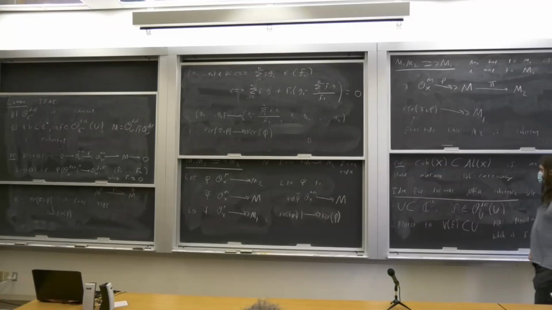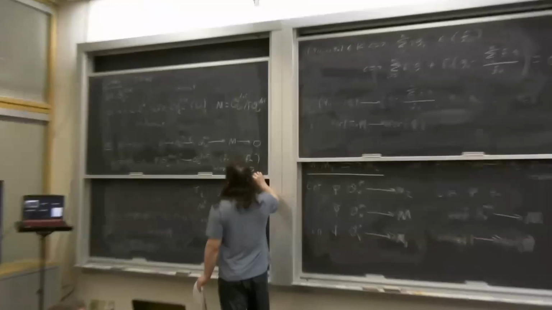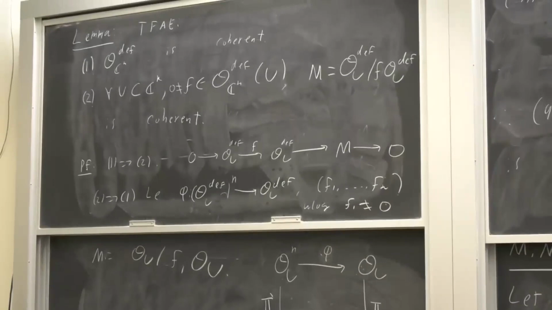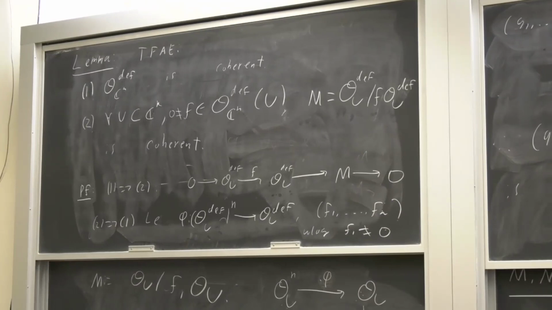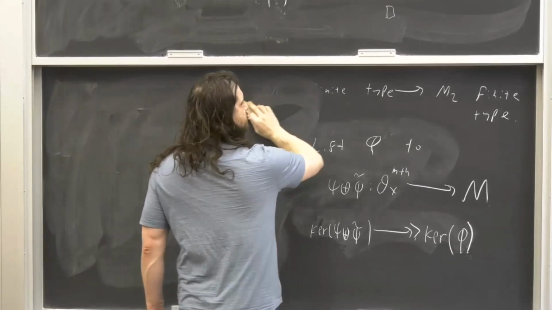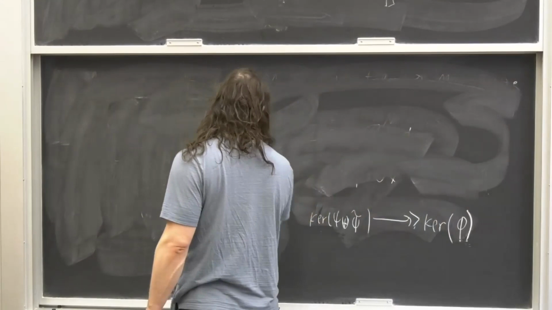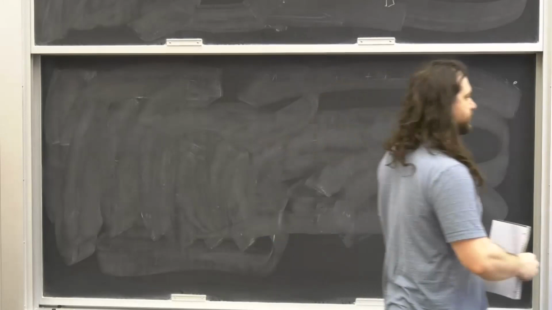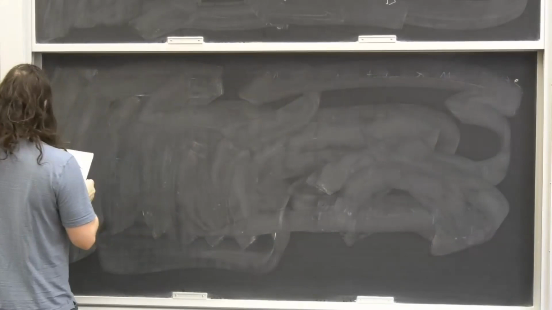Okay, so we have this lemma, and our goal now is to check this criterion, that O mod F is coherent. We need a couple of inputs to make this strategy work. The first is we need to work with a definable theory of Weierstrass polynomials.